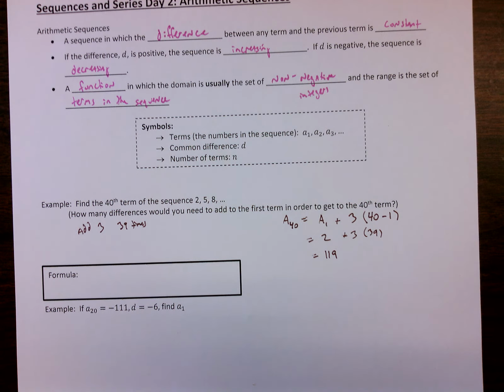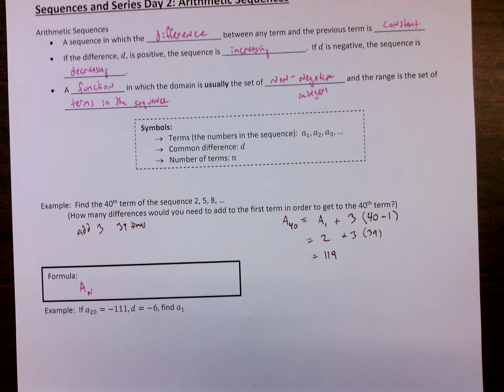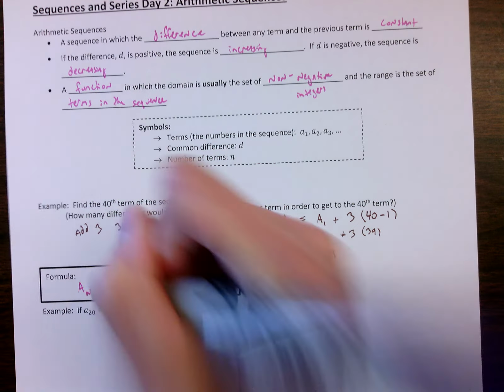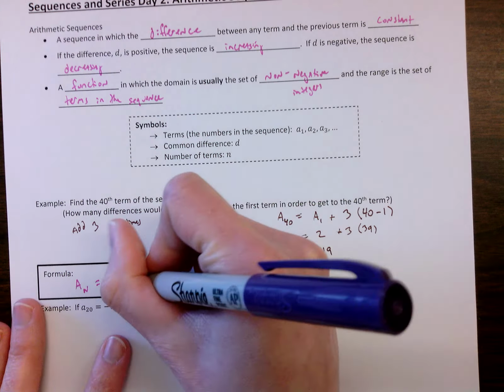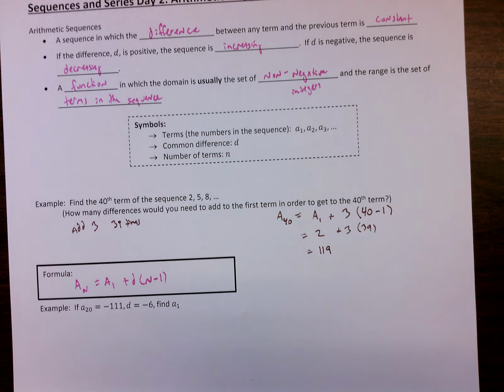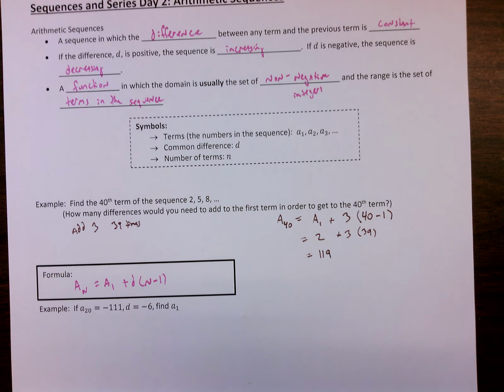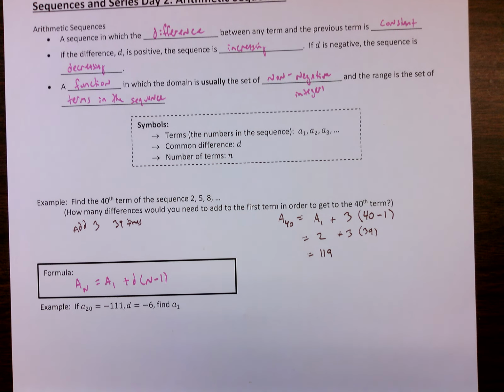Okay, the general idea of this formula is that to find any given term in the sequence, so any a sub n, you start with the first one, and you add your common difference n minus 1 times. So for the 40th term, we added our common difference of 3, 40 minus 1 times, so 39. Okay? All right, so that's what this formula is. So let's take a look at this one here as an example, to give you something a little more concrete.